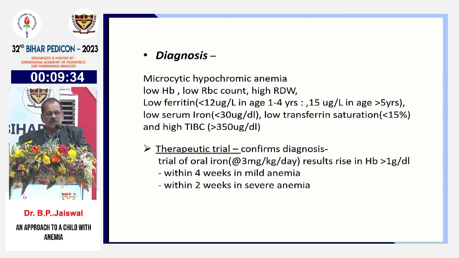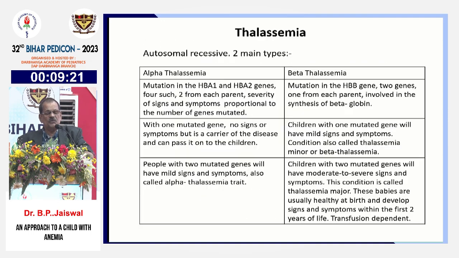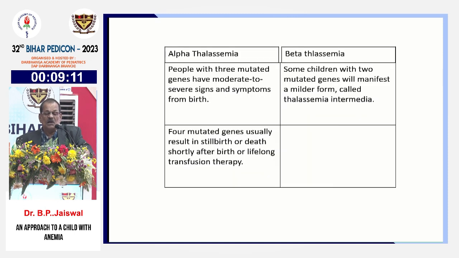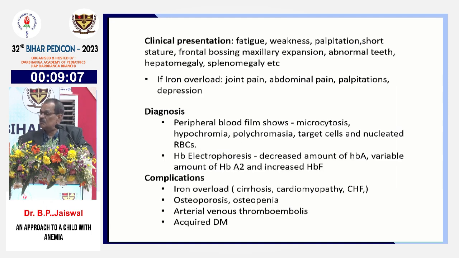Therefore, you appreciate therapeutic trial confirms diagnosis of iron deficiency anemia. 4 वीक आप देंगे तो आपको माइल्ड एनीमिया में इम्प्रूवमेंट होने लगेगा. Now, treatment, you know, in thalassemia, all of us know what is the treatment. And beta thalassemia, you know about beta thalassemia, alpha thalassemia, and how genes are involved in thalassemia. All these things you should know.